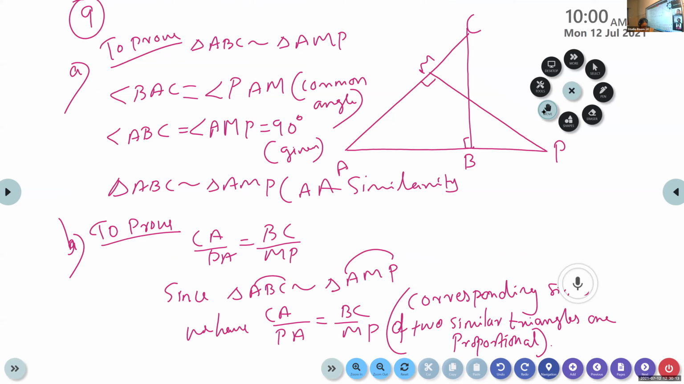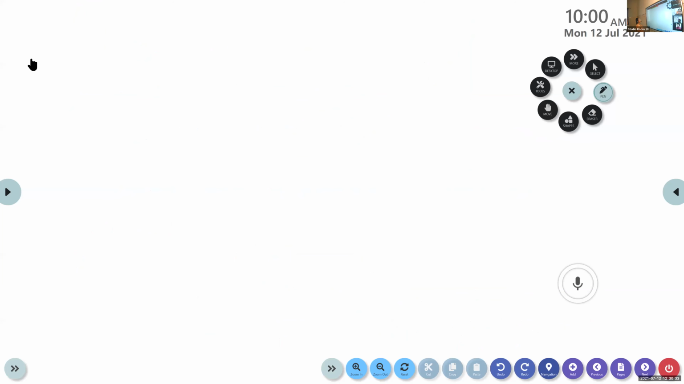No, not 13, children. 11. Sorry. Question number 11. Write the question, and the figure is given. So draw that figure also.